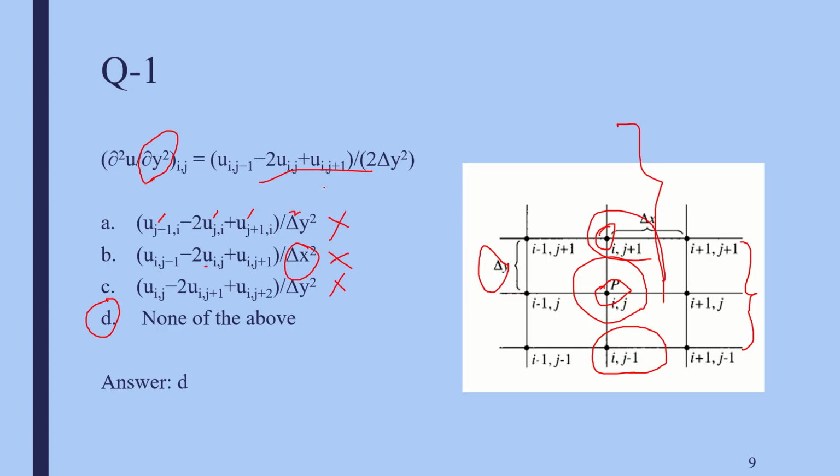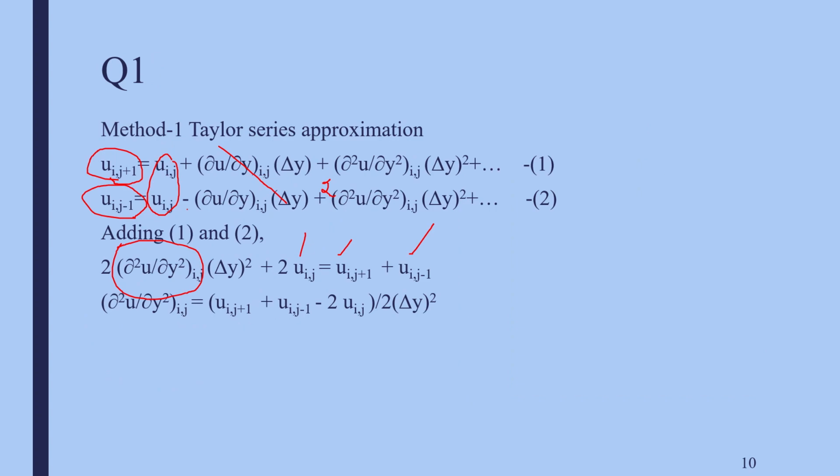So this is what is the right answer, that is del square u by del y square at i comma j is equal to u i,j minus 1 minus 2u at i comma j plus u i comma j plus 1 divided by 2 times delta y square. Which is not given in option A, B or C. So we have chosen option D, none of the above. So this is one method of finding out del square u by del y square.